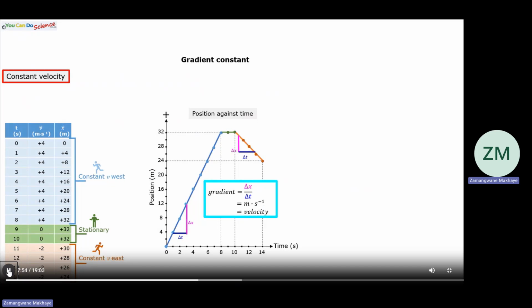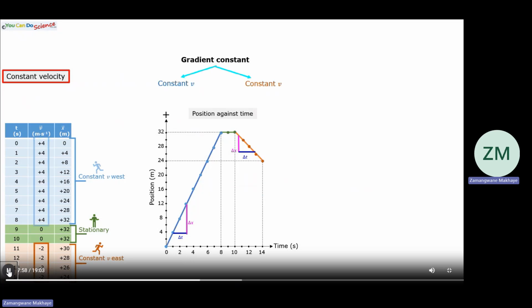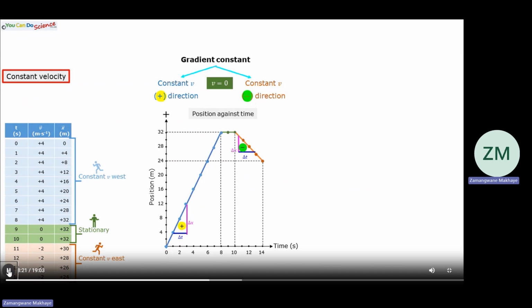Lines on a position time graph with a constant gradient indicate a constant velocity. A positive gradient indicates that the velocity is in a positive direction. A negative gradient indicates that the velocity is in a negative direction. A line parallel with the x-axis indicates that the position does not change, and the velocity is 0 meters per second.